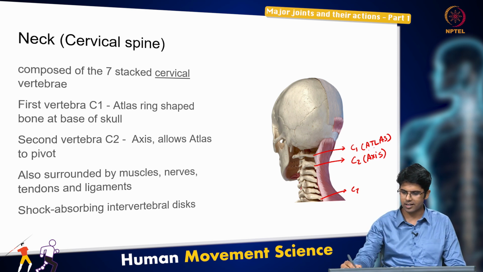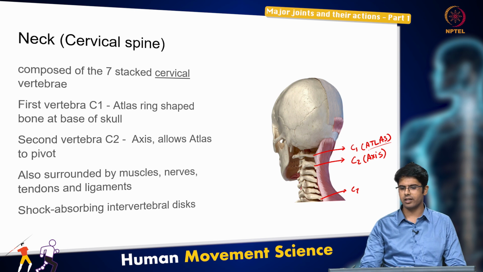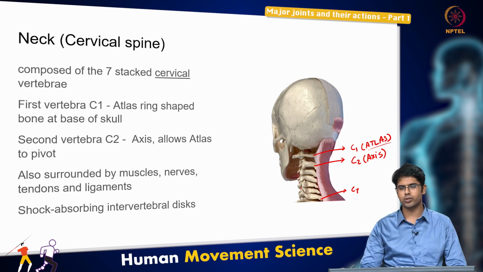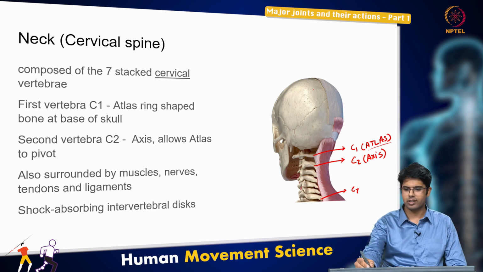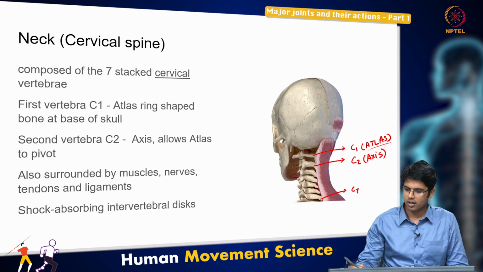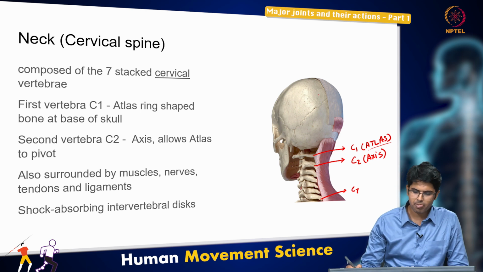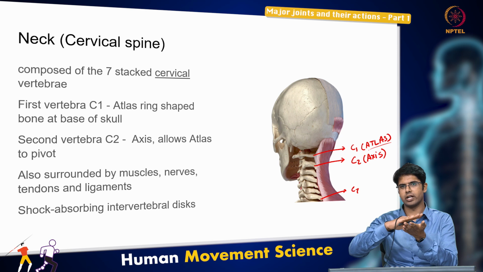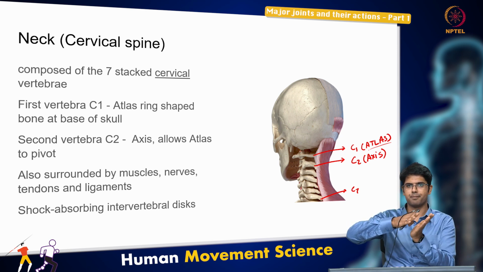The reason this is called atlas is coincidentally related to Greek mythology, where Atlas is hoisting the entire world on his shoulder, and hence the entire world being the brain and everything that houses the brain. Right. So atlas is a ring-shaped bone at the base of the skull. So this is where the skull interfaces with the vertebral column, and axis allows the atlas to pivot. So it can pivot in this plane.